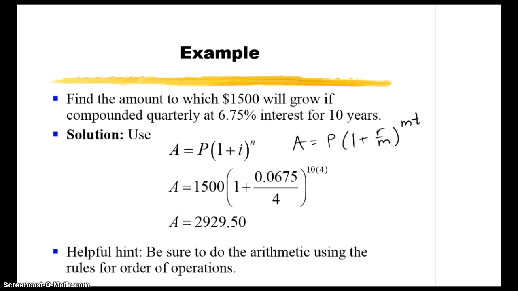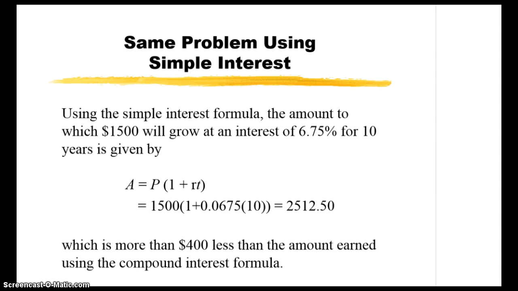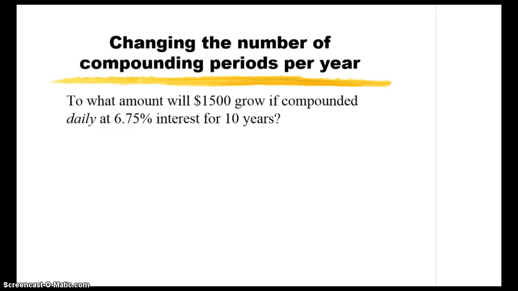Now, one interesting thing to see is what happens. Let's compare had we done the same problem using simple interest. So using the simple interest formula, the amount to which 1500 will grow, same conditions, right? 6.75% interest rate in 10 years. Notice, using that formula now, A equals P times 1 plus RT, simple interest, we get something totally different, obviously, and it's $2,512.50, which is more than $400 less than the amount earned using the compound interest formula. Okay, so compound interest is the better scenario here, and let's see what happens when you change the number of compounding periods per year.